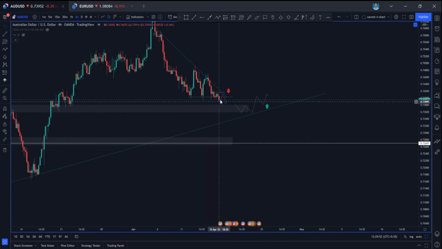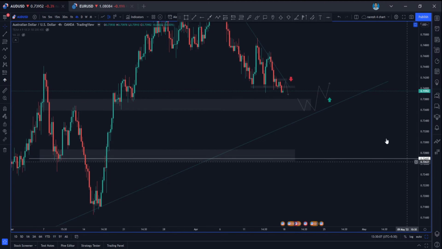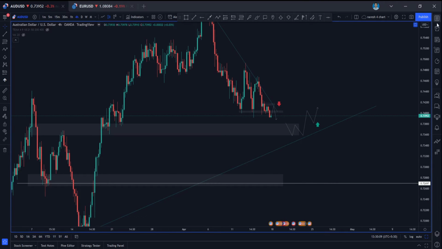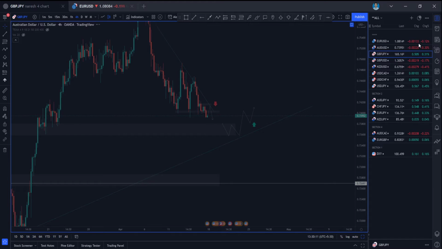So two things can happen. If the price is pulling back to the zone again, and if it is dropping back down, you can go for short entries here. And if the price is holding here, and if there is a break of structure in the 1 hour time frame, you can go for a long entry from here. Okay, so that would be for AUDUSD.